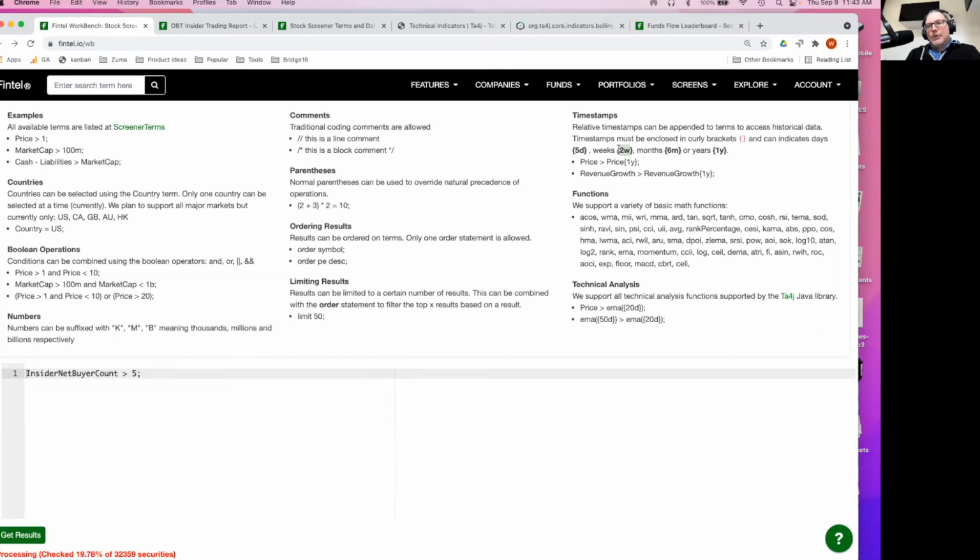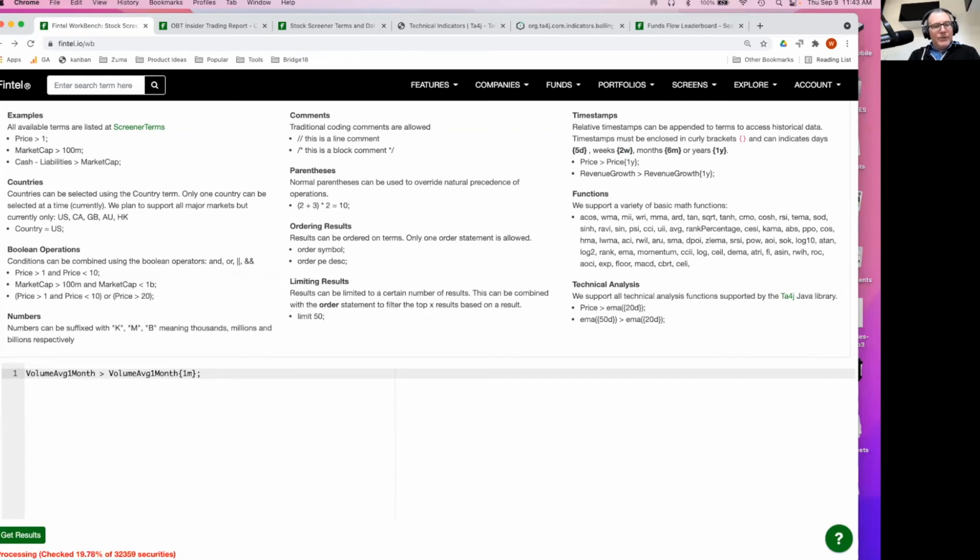This is what you would call syntactic sugar, being able to say 5 weeks or whatever, volume average 1 month is greater than volume average 1 month ago. That's the idea here.